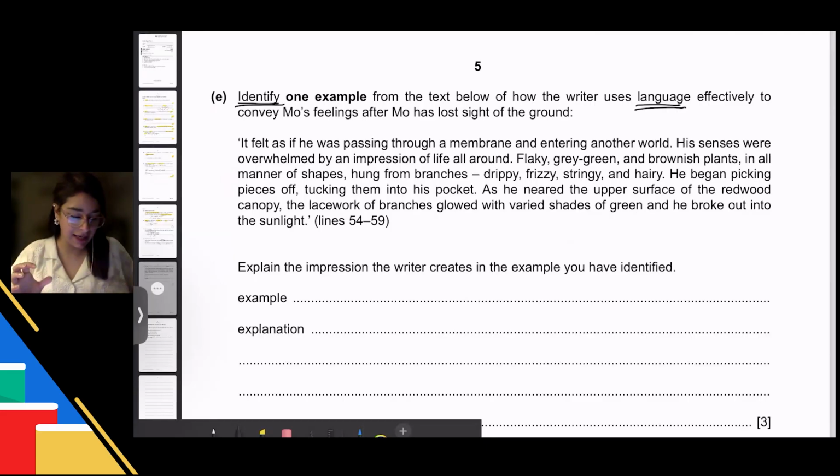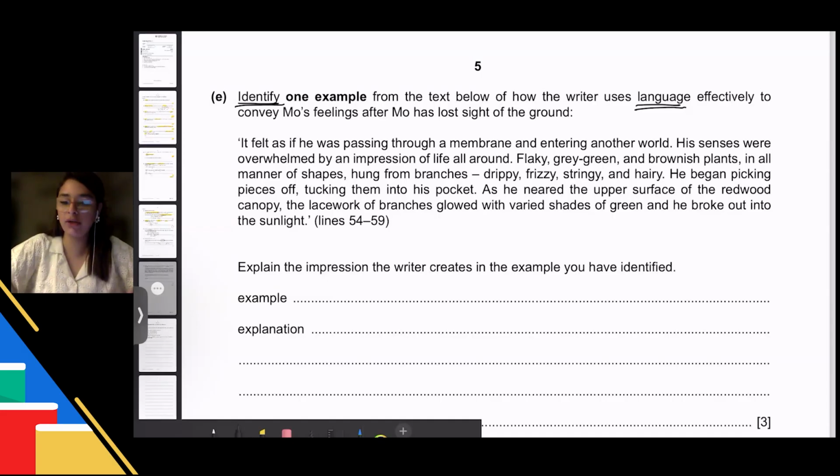So these lines say, it felt as if he was passing through a membrane and entering another world. His senses were overwhelmed by an impression of life all around, flaky gray-green and brownish plants in all manner of shapes hung from branches, drippy, frizzy, stringy, and hairy. He began picking pieces off, tucking them into his pocket. As he neared the upper surface of the redwood canopy, the lacework of branches glowed with varied shades of green, and he broke out into the sunlight.